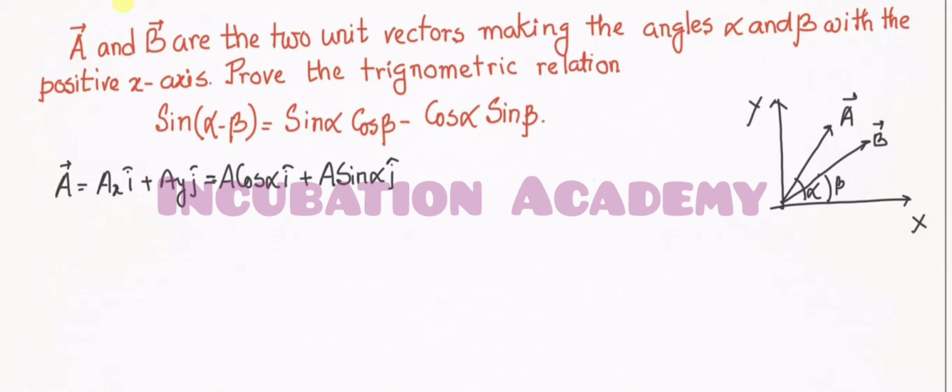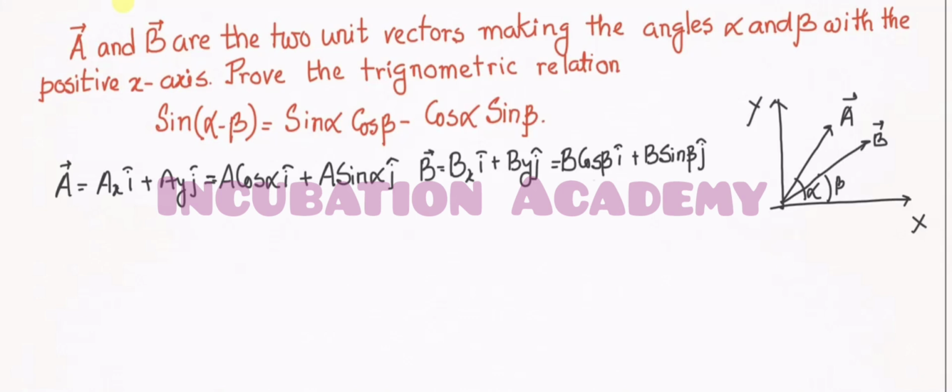Now what is the b vector? Let me write it down here. The b vector is similarly written as bx i cap plus by j cap. What is bx? Since the b vector makes an angle beta with the positive x-axis, bx is b cos alpha, sorry, b cos beta i cap, because the angle is beta here, plus b sin beta j cap. So this is the a vector and the b vector.